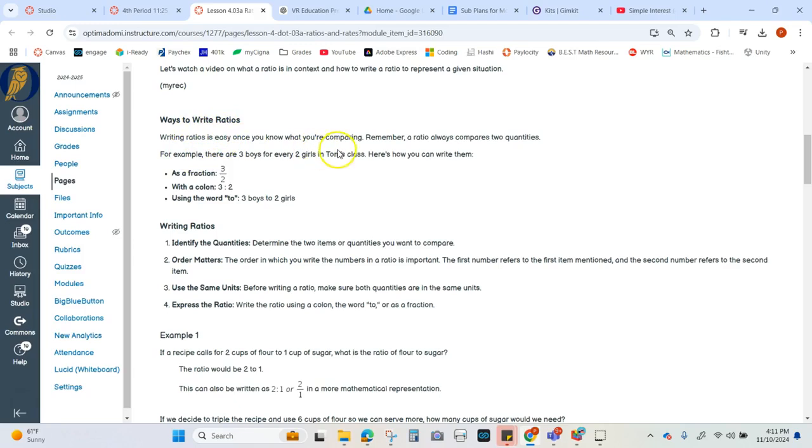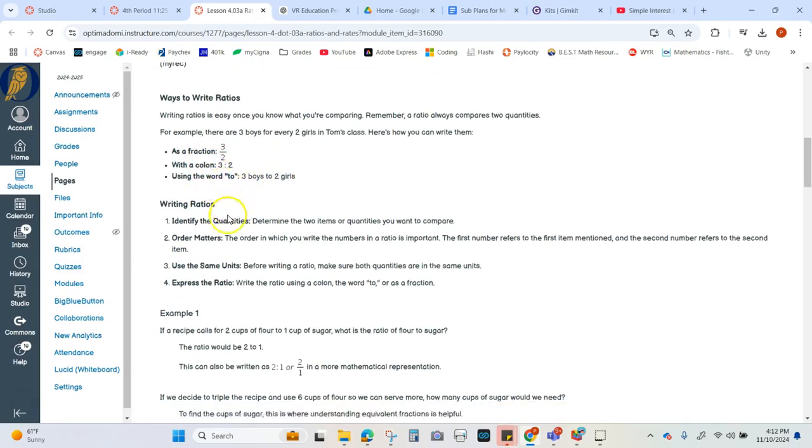Writing ratios is easy once you know what you're comparing. Remember, a ratio compares two different quantities, or at least two different quantities. Like if we had 3 boys for every 2 girls in Tom's class, we could write 3 on top of 2, a fraction, 3 colon 2, or 3 boys to 2 girls with the word "to."